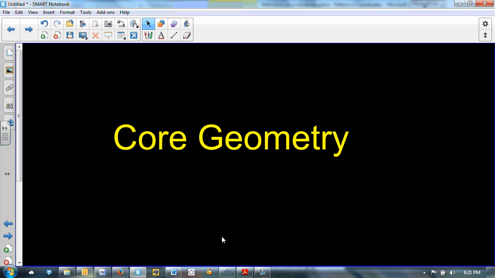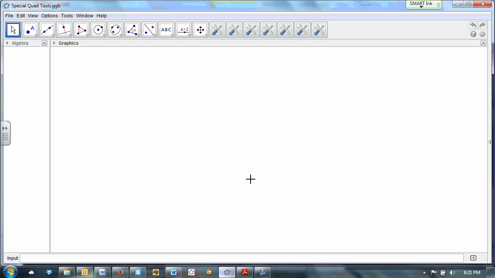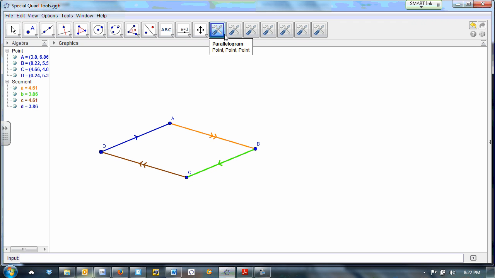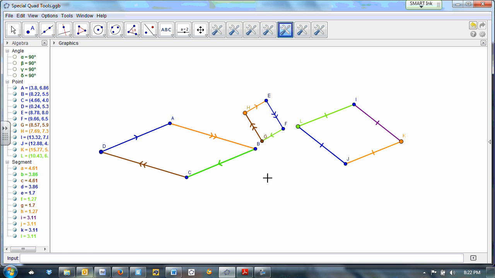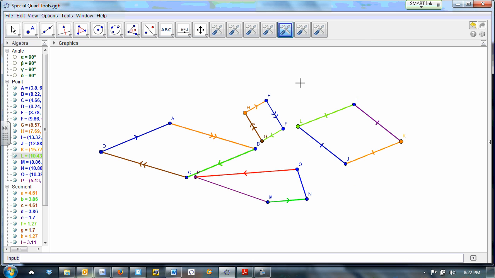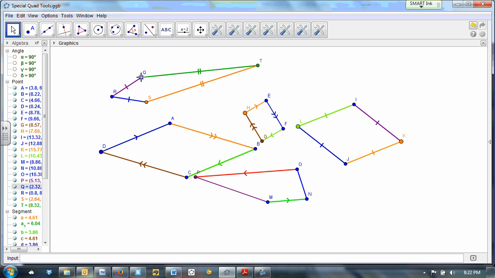Okay, Thursday, Friday, we used GeoGebra. Again, we started a unit on special quadrilaterals. Okay, so like parallelograms, rectangles, squares, rhombuses, trapezoids, isosceles trapezoids, and kites. So the whole special quad unit.